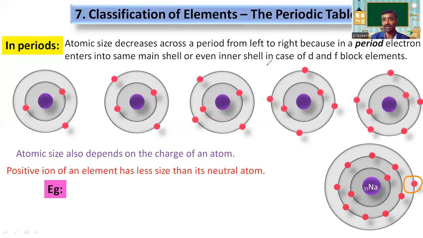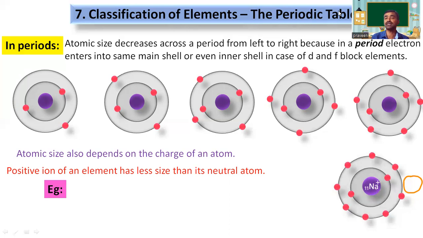What happens when I remove the electron? Up to where you are measuring the size, is an electron located in the third shell? No, not located. So there is no importance for the third shell here. So it became Na plus. The atom became an ion, a positive ion. So Na plus has 11 protons, but the electron count is only 10 because one electron is removed.